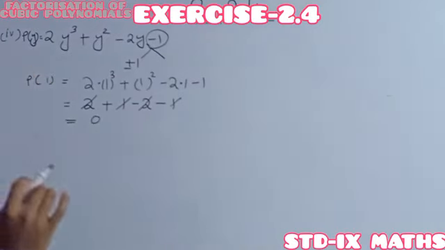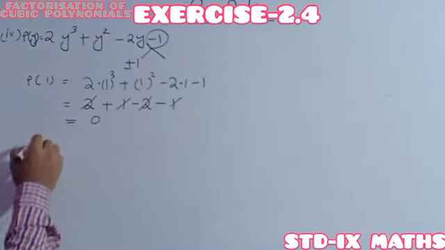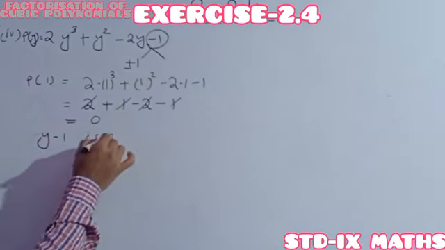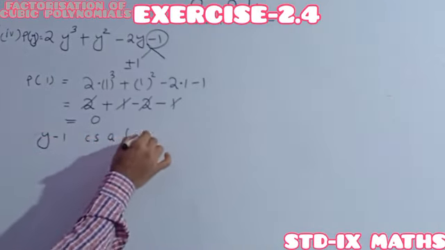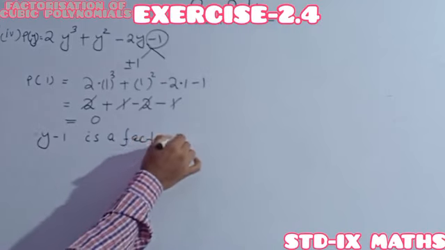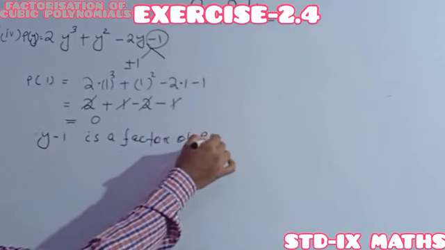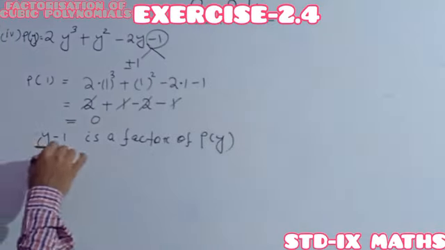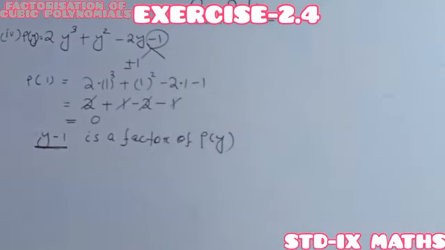Previously the polynomial was in the variable x, as here it is in the variable y. So y minus 1 is a factor of P(y). For the polynomial P(y), y minus 1 is one of the factors.